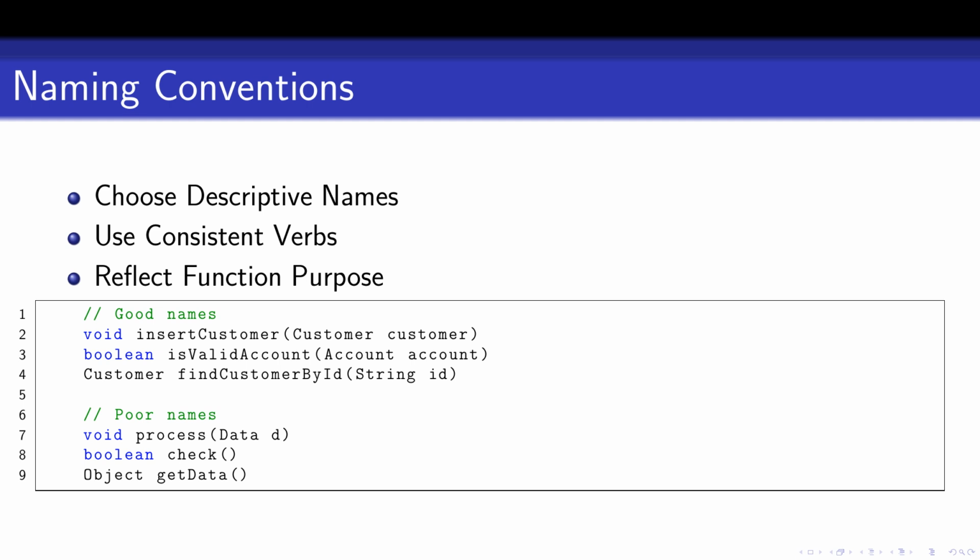Names matter, and this slide nails it. Good names like insert customer, is valid account, and find customer by ID tell you exactly what's happening with consistent verbs and clear purpose. Compare that to process, check, and get data: vague, lazy, and useless. A solid name is like a book title. It hooks you and sets the scene.